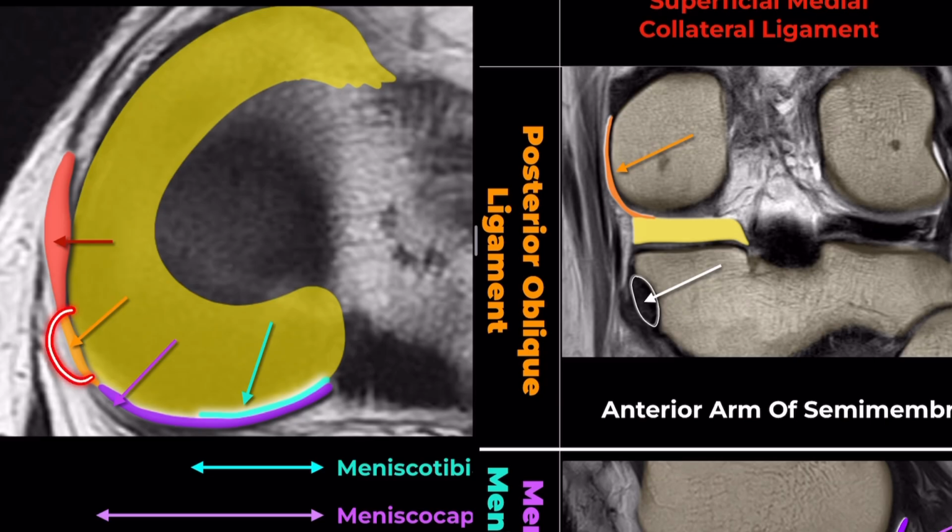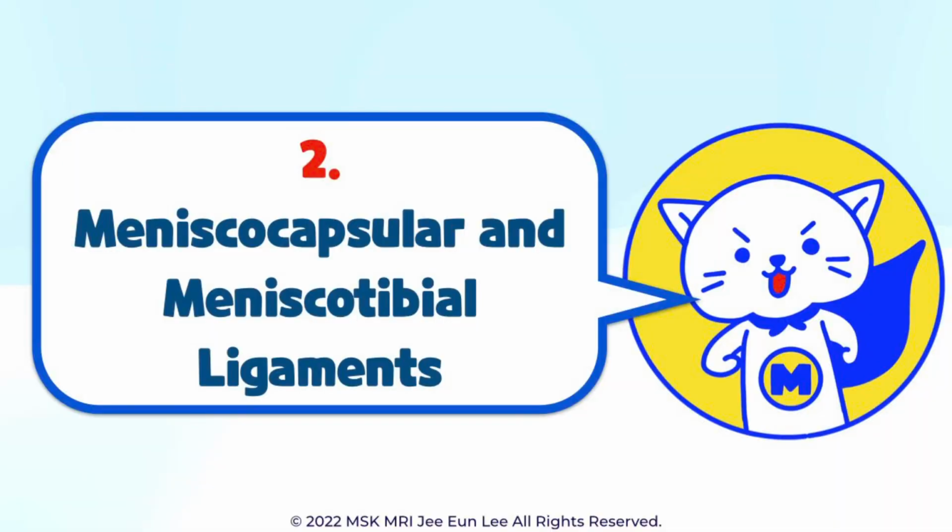ligament. The central arm is best visualized on sequential coronal and axial images just posterior to the superficial MCL as it blends with the capsule and inserts into the medial meniscus and the adjacent tibia.